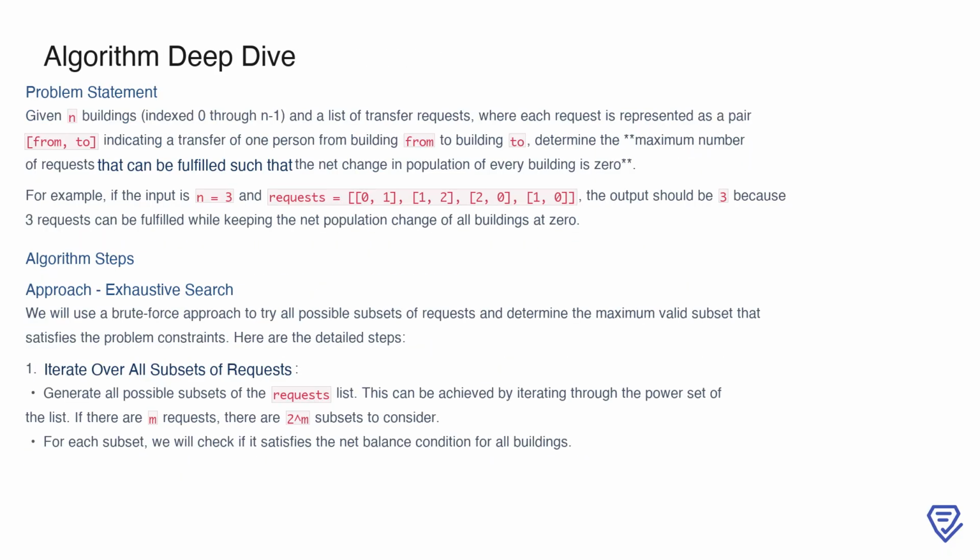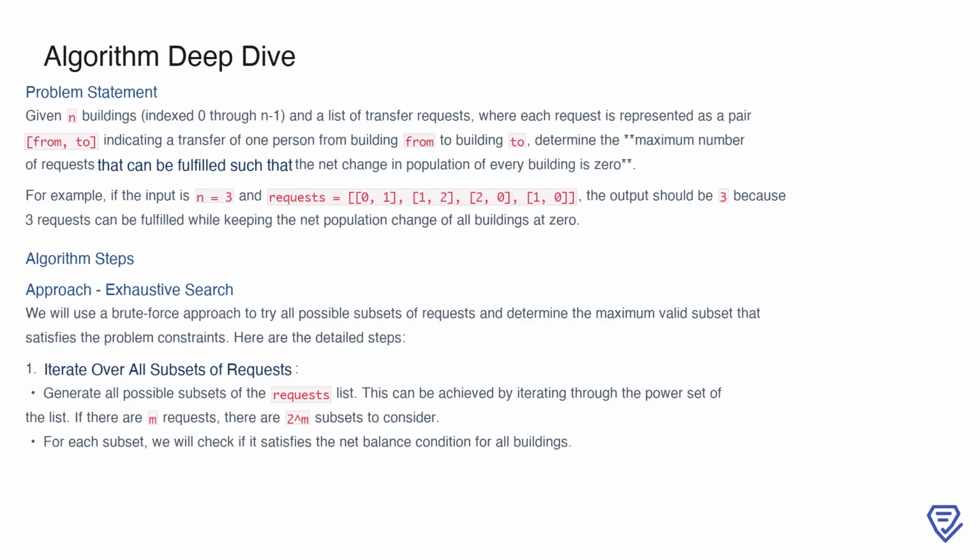In this problem, we need to determine the maximum number of transfer requests that can be fulfilled while ensuring that the net population change in every building is 0. Each request is represented as a pair, from, to, signifying a transfer of one person from the from building to the to building. For example, if there are 3 buildings and the requests are [0,1], [1,2], [2,0], [1,0], we can fulfill up to 3 requests while still maintaining a balance across all buildings. To solve this, we'll use an exhaustive search approach.